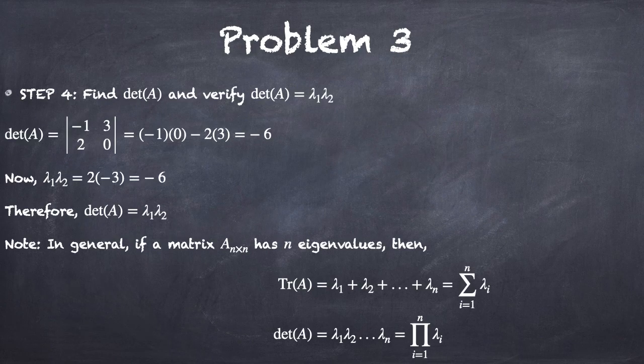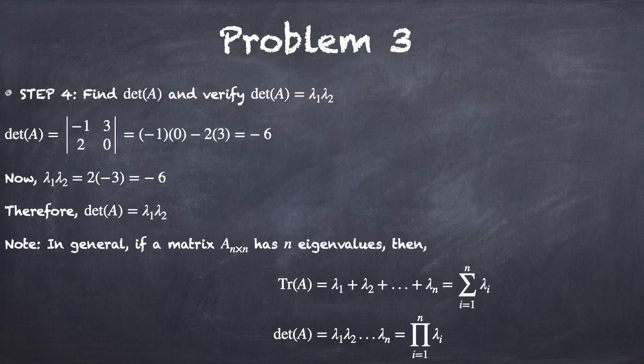So now we find the determinant of A and verify that the determinant of A is equal to the product of the two eigenvalues. We find the determinant just by the way of finding a determinant for a 2 by 2 matrix. We get negative 1 times 0 minus 2 times 3, which gives us negative 6. And now we take the product of the two eigenvalues, which gives us 2 times negative 3, which is negative 6. Therefore, determinant of A equals the product of the two eigenvalues, lambda 1 times lambda 2.